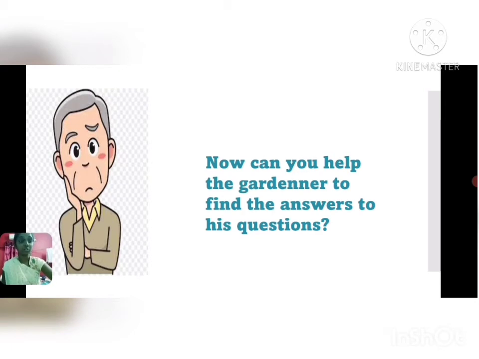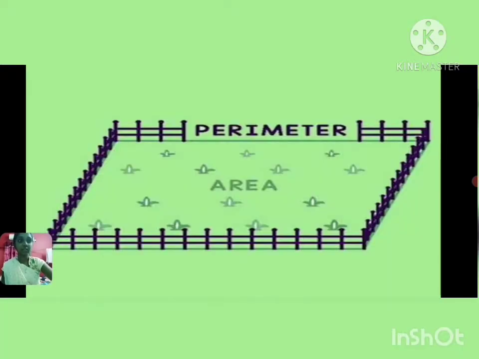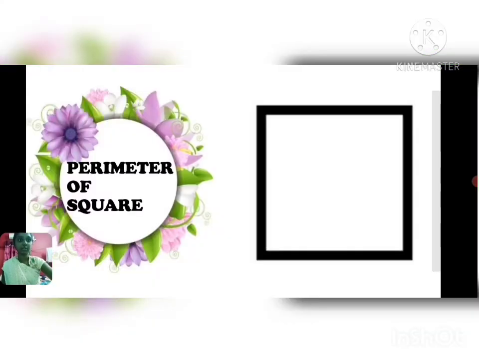Now, can you help the gardener to find the answers to his question? Definitely. This involves the concept of perimeter and area, which we have just learned. The total length of the fence required can be given by finding the perimeter of the region, and the total size of the garden can be given by finding the area of the region. Now let us see how to find the perimeter and the area of various shapes.